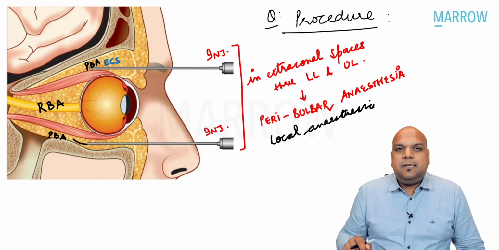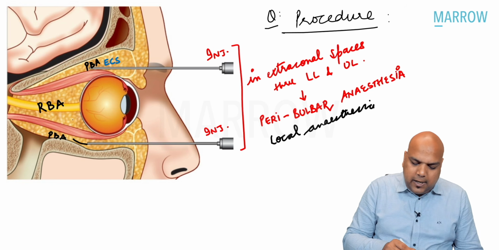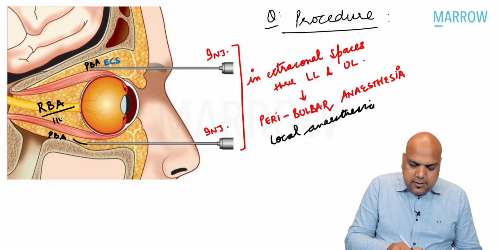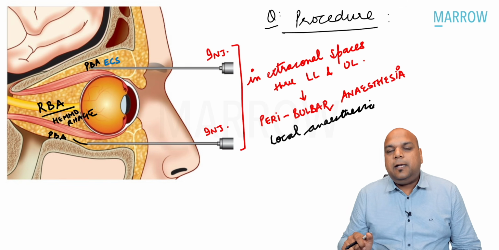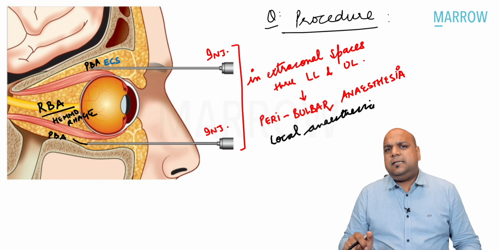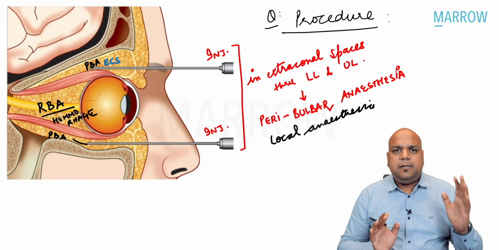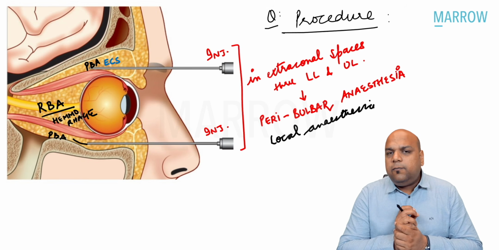Why is retrobulbar anesthesia not preferred? Because we are going behind the eye. There are chances of damage to the optic nerve, but more than that, there are chances of hemorrhage. There are a lot of blood vessels present in the cone, which are supplying the eye. So the chances of hemorrhage are pretty high, and that is why retrobulbar anesthesia, even though it has a quicker onset, is still not preferred. Peribulbar anesthesia is a safer way of proceeding.